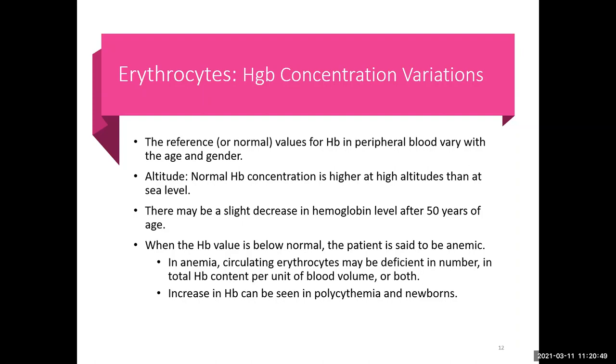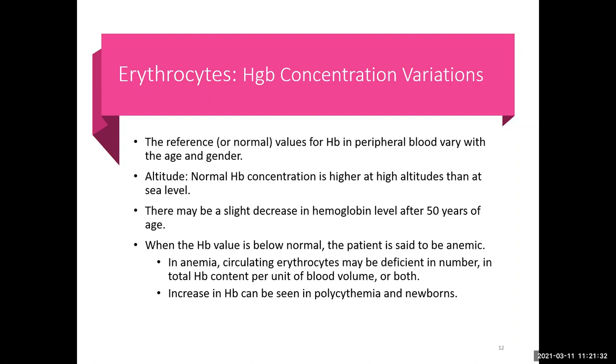When the hemoglobin value is below normal, the patient is said to be anemic. So with anemia, the circulating erythrocytes may be deficient in number, or in the total hemoglobin content per unit of blood volume, or it could be both. So if you say someone is anemic, it's not necessarily that they always have not enough red blood cells. It could be just that the red blood cells they do have don't have enough hemoglobin content.